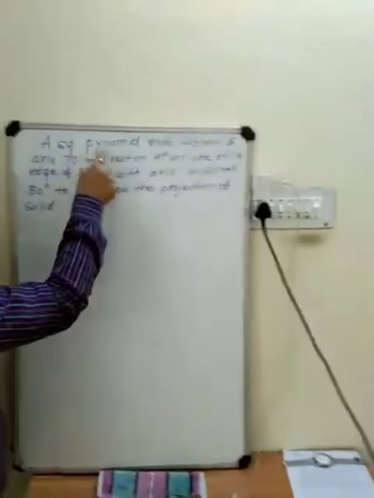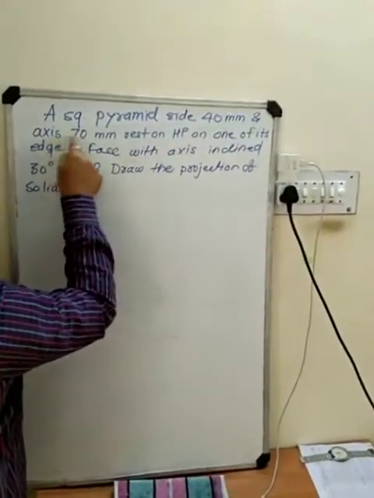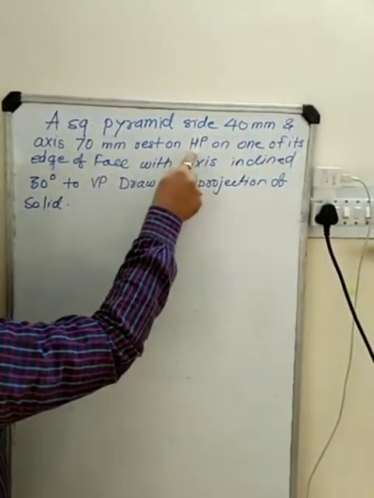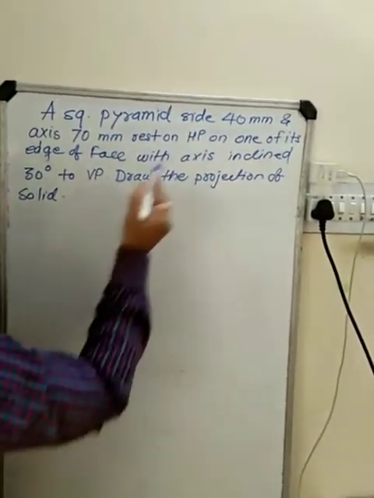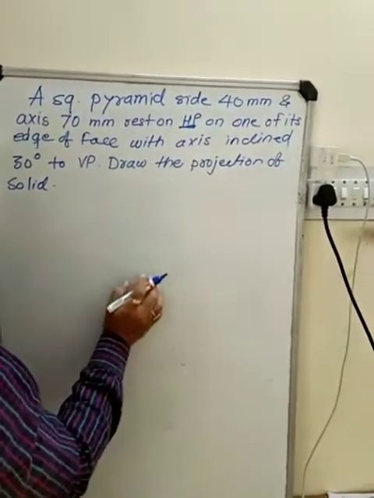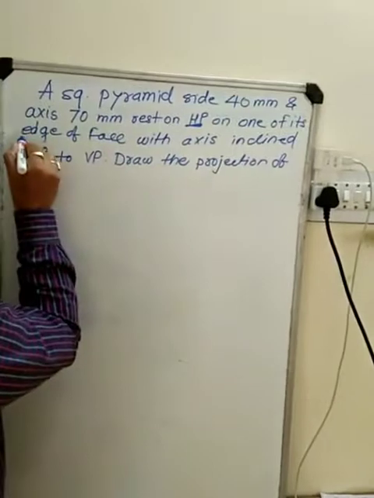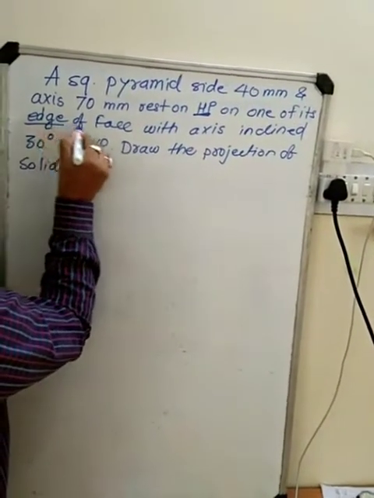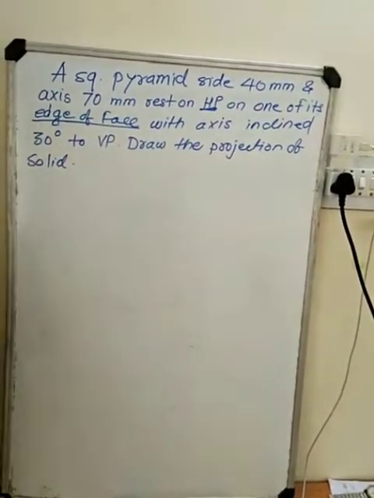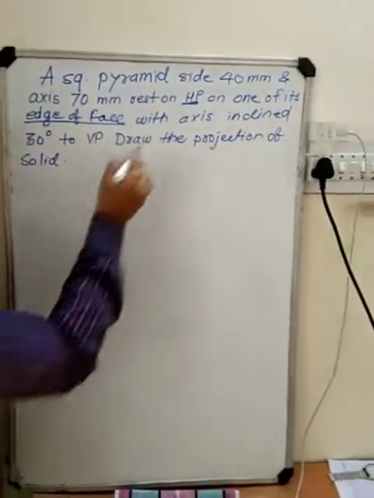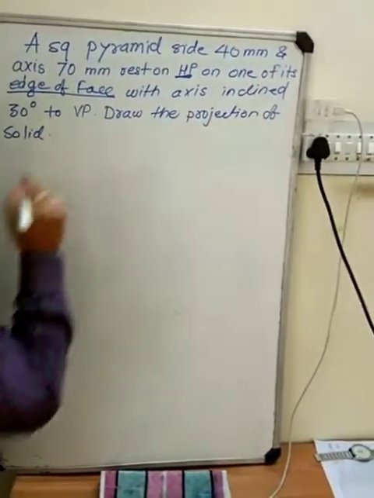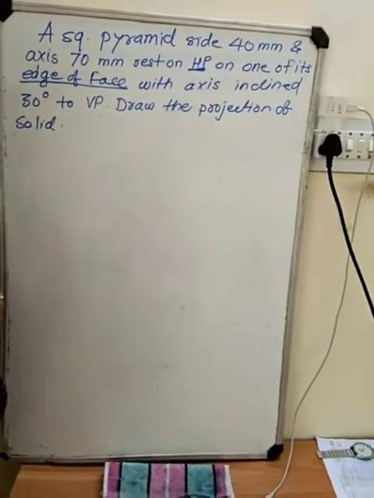A square pyramid, side of base 40 mm, axis 70 mm, rests on HP. Rest on HP, this is important. On what? On one of its edges of face. Edge of face, this is important. This sentence is important. With axis inclined 30 degree to VP. Draw the projection of solid.